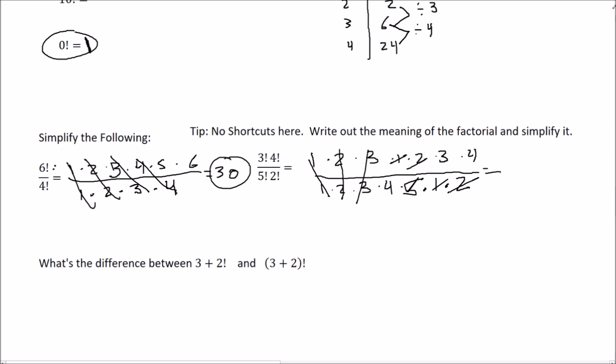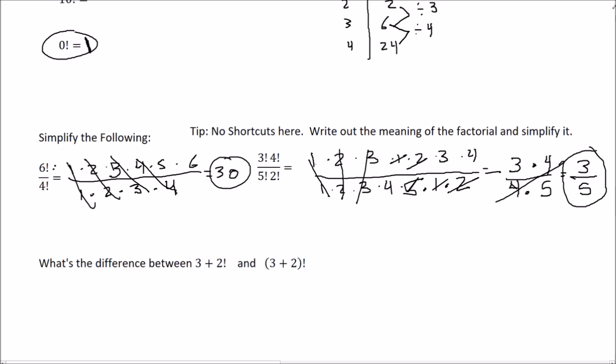So I'm going to rewrite what I have. I have 3 times 4, and I have 4 times 5, 4 times 5. So the 4s cancel, and I get 3/5.